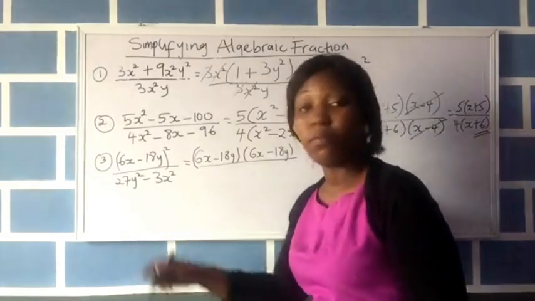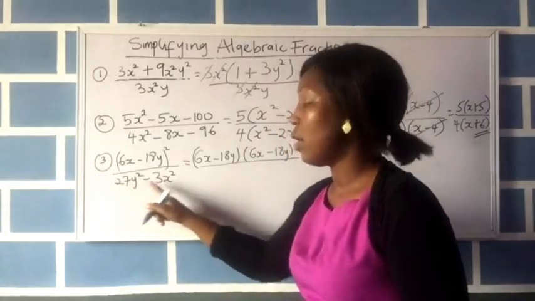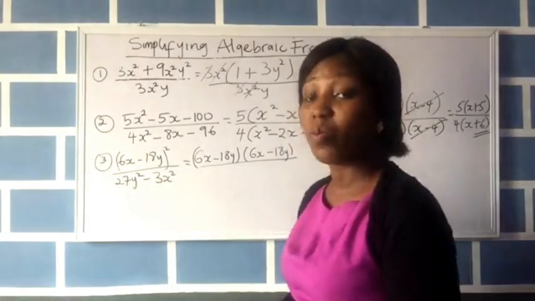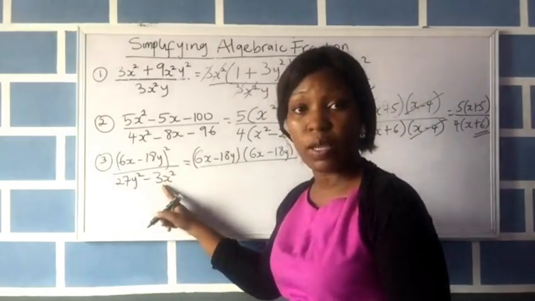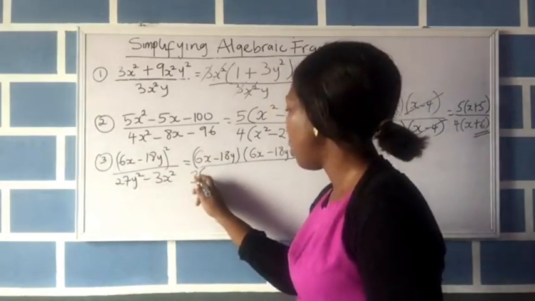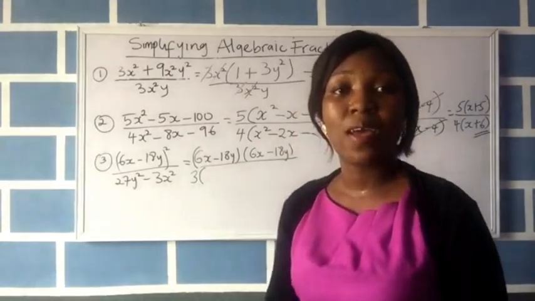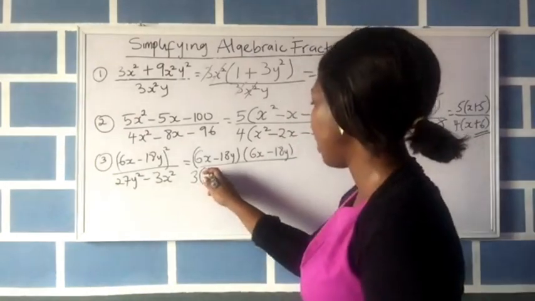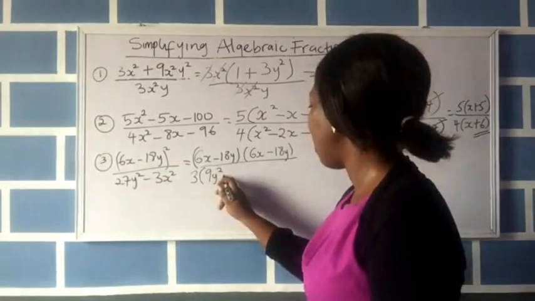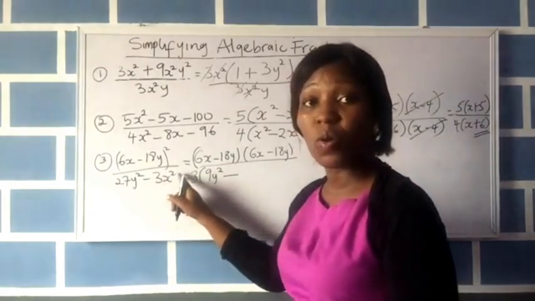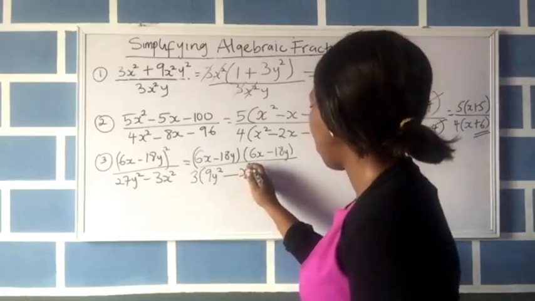divided by my denominator. If we check my denominator, we have values that are common. That value is 3. 3 can divide through 27, and 3 can divide through here. So I'll bring out that 3. Then 27y squared divided by 3 gives me 9y squared. I write down 9y squared. My sign here is minus, so I write down minus. Then 3x squared divided by 3 gives me x squared. So I write down x squared.